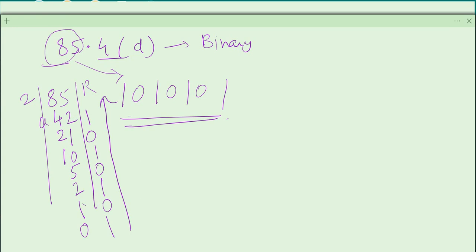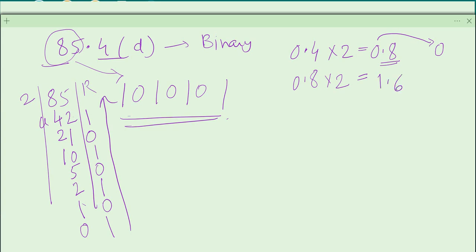Now we have to do it for 0.4. So 0.4 is the fractional part. Multiply by 2. 0.8. The integer part of 0.8 is 0, so take it as 0. Take this 0.8 for the next multiplication. 0.8 into 2 comes out to be 1.6. Separate this 1 as the integer.